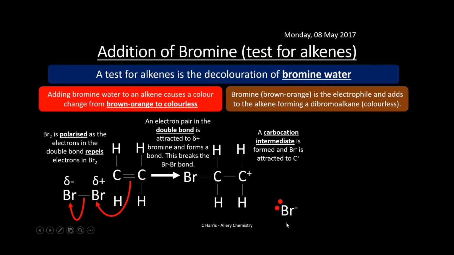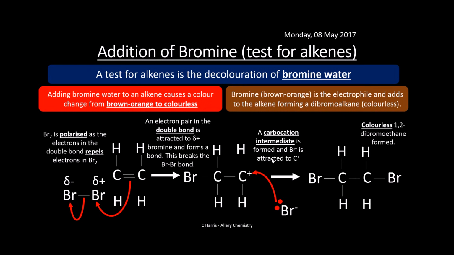We then have, obviously, our Br minus that was left over with a lone pair, and this is going to go and attack the positive carbocation like this, and then you're going to form your colourless 1,2-dibromoethane. That's made. And you can see what we've done. We start with an alkene and we produce our colourless dibromoethane molecule. It can be another alkene. It doesn't have to be ethene, but ethene is the example here. But there's your product there. So it's colourless.